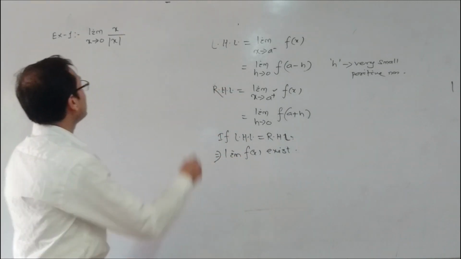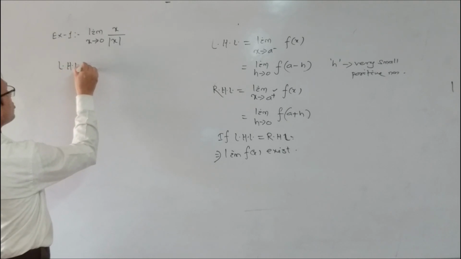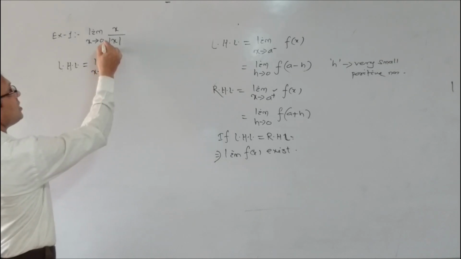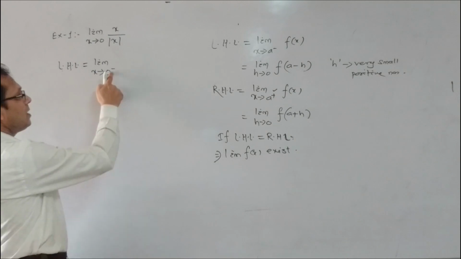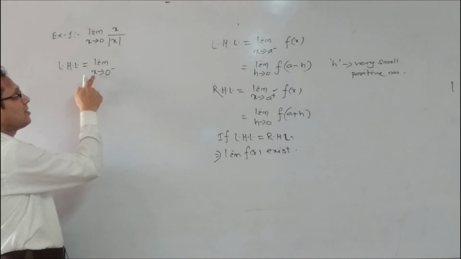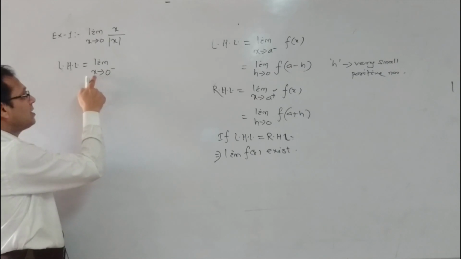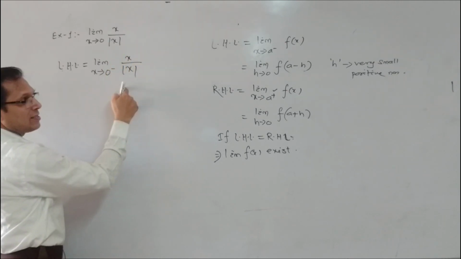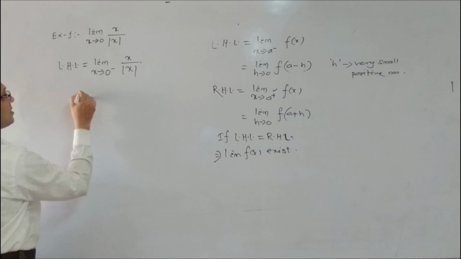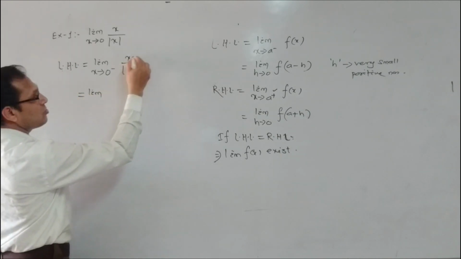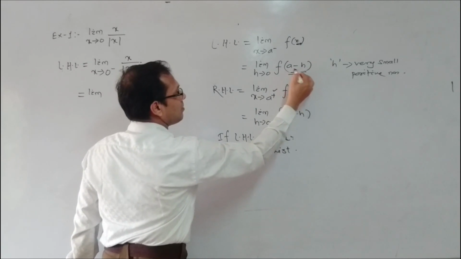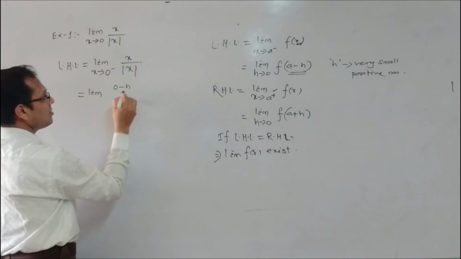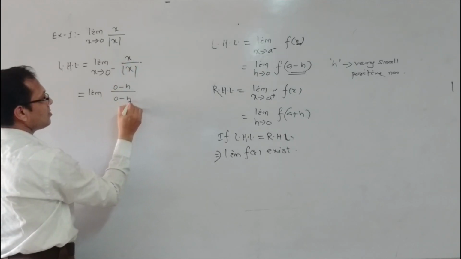That means you have to check this one. So first suppose LHL. LHL means left hand limit. Limit x tends to, here a is 0, 0 minus. Left hand means 0 minus, so the value of x should be approaching 0 from the left hand side of 0. That's why x tends to 0 minus. Here f(x) is equal to x by mod x. Again, x should be replaced by how much? a minus h, here a is 0. So x should be replaced by 0 minus h, giving 0 minus h by modulus of 0 minus h.